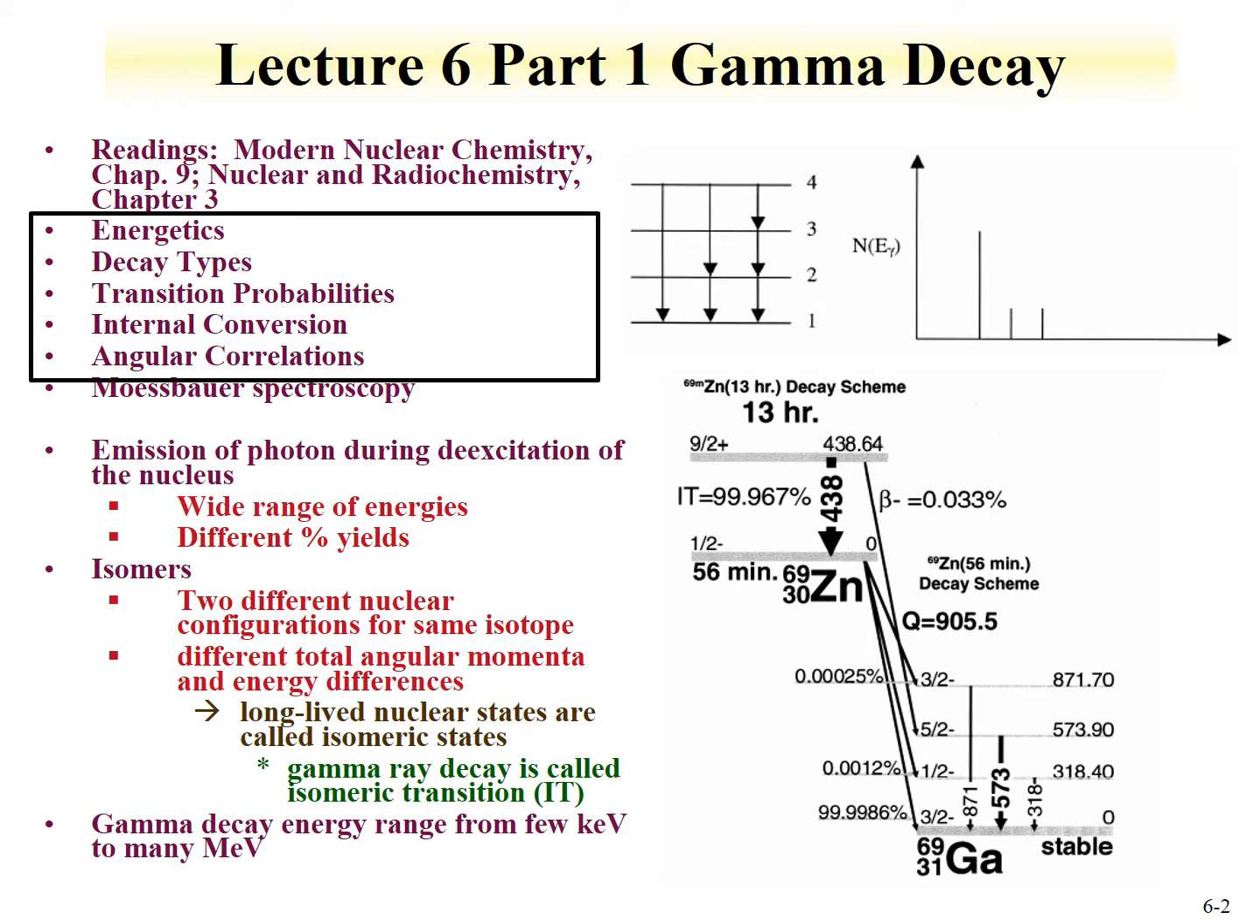The first part is going to cover energetics related to gamma decay, the types of gamma decays, transition probabilities, what percentage of the time a gamma occurs. We'll also discuss internal conversion and angular correlation of gamma emission. In other words, if you could align the nucleus, certain nuclei properties would dictate that certain gamma lines will emit in defined angles.